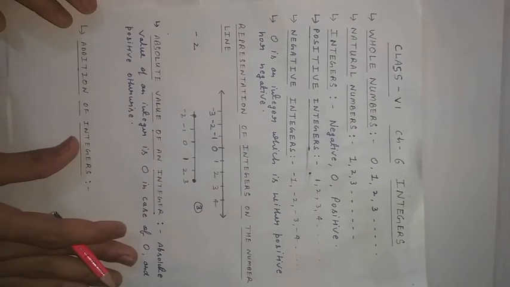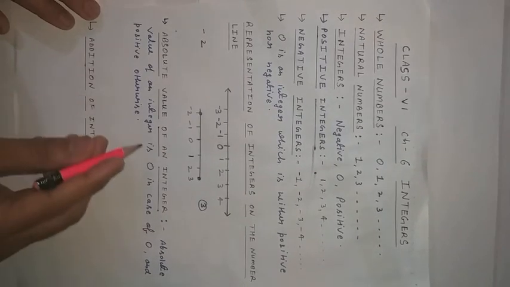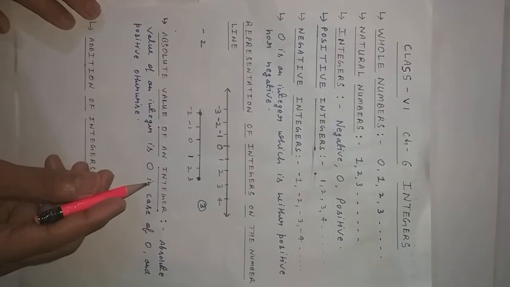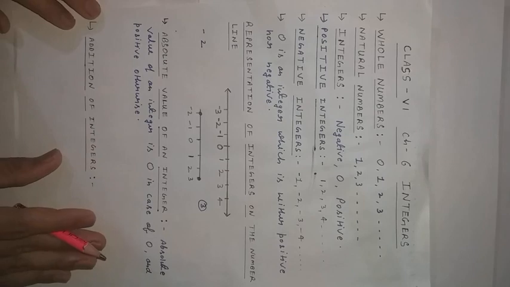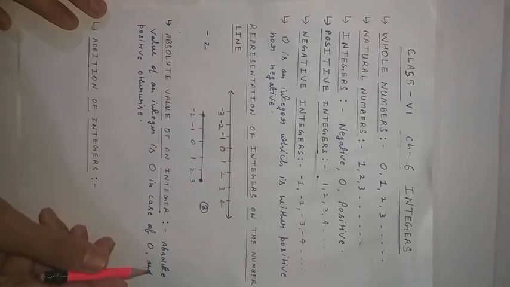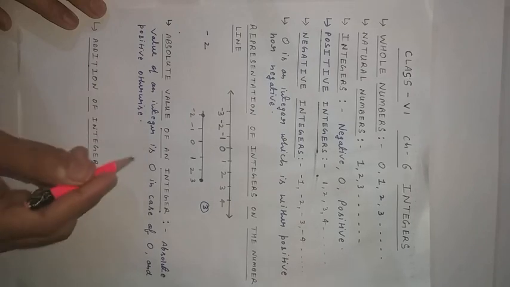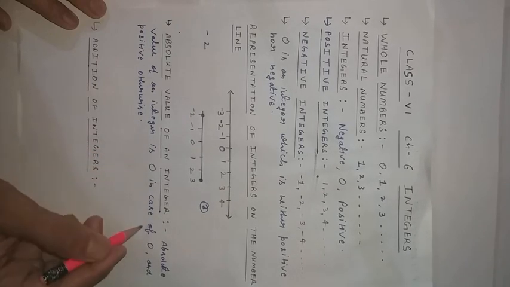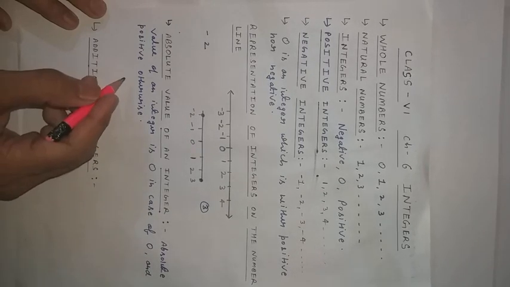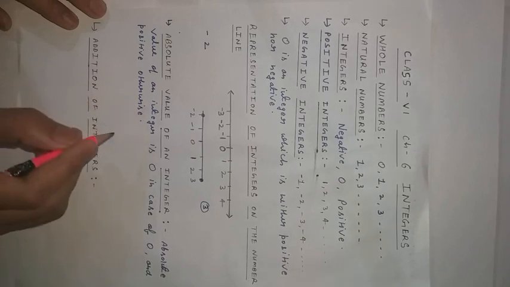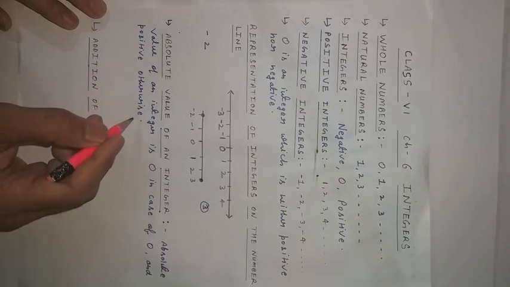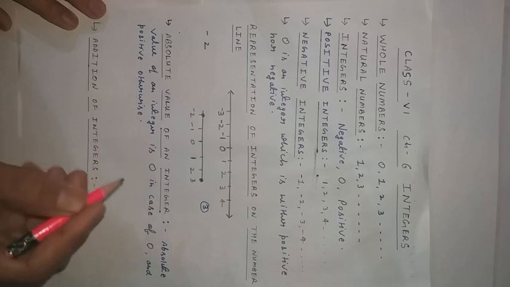Now come to the next topic, the absolute value of an integer, students. What is the absolute value of an integer? This is a new term, but very easy. The absolute value of an integer is 0 in the case of 0. If 0 is given, then the absolute value of 0 is always 0, and positive otherwise. So what is the result, students?